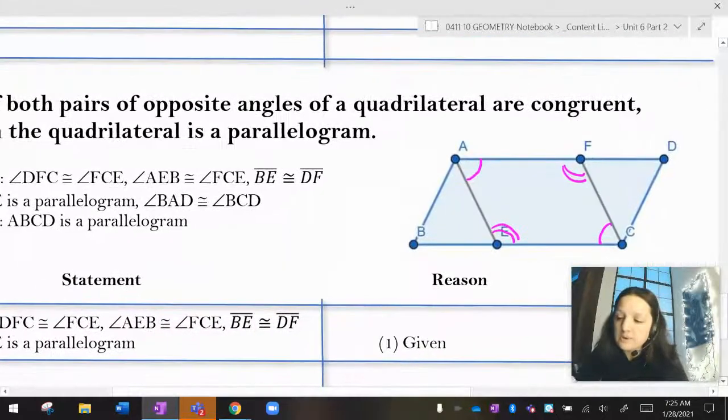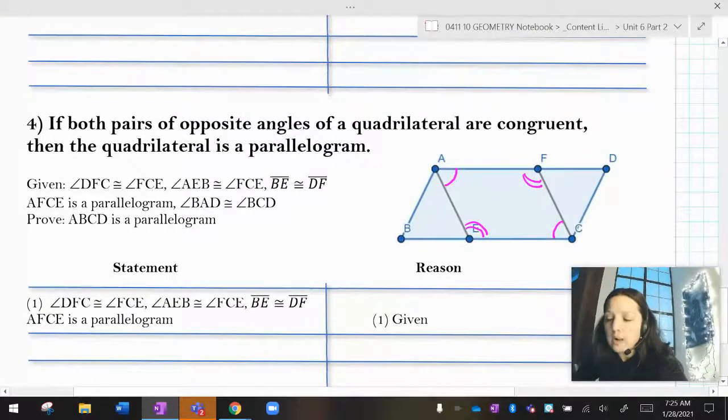There are the 4 reasons where a quadrilateral could be a parallelogram: both pairs of opposite sides parallel, both pairs of opposite sides congruent, both pairs of opposite angles are congruent, or one pair of sides is both parallel and congruent. Technically, there's a 5th one that if you can prove the diagonals bisect each other, that works too. But honestly, it's usually easier to prove the other ones.